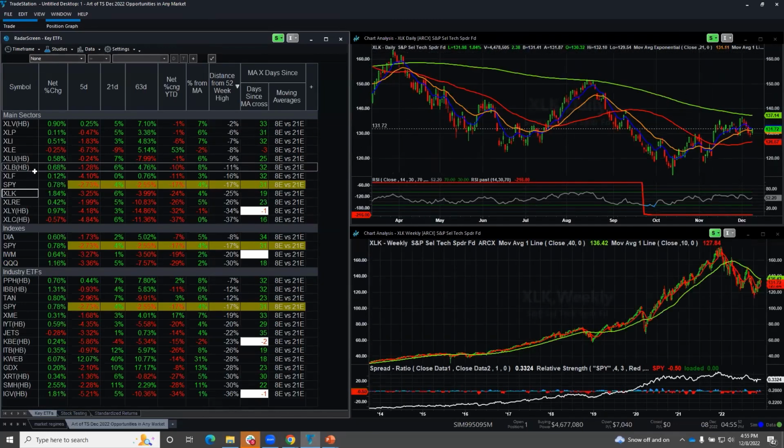Technology is nowhere near its 52-week high. But when it was in the uptrend, this number looked just the opposite. XLK was up here, and something like healthcare was down here. That's what it looked like 2 years ago. Now it's flipping the other way.